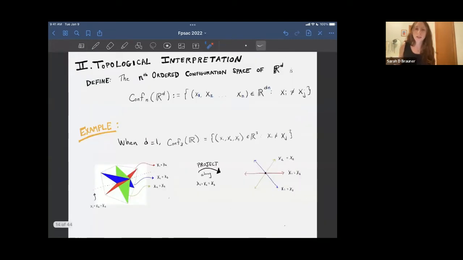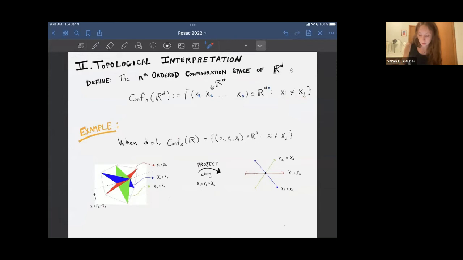And the way I'm going to do that is using topology. In particular, the topological space that I'm interested in is called the ordered configuration space of R to the D. So D here is the dimension of my Euclidean space. I'm going to write it like this. So I'm thinking of this as a set of n points. Each of these xi's lives in R to the D. And I'm just going to require that they're distinct.